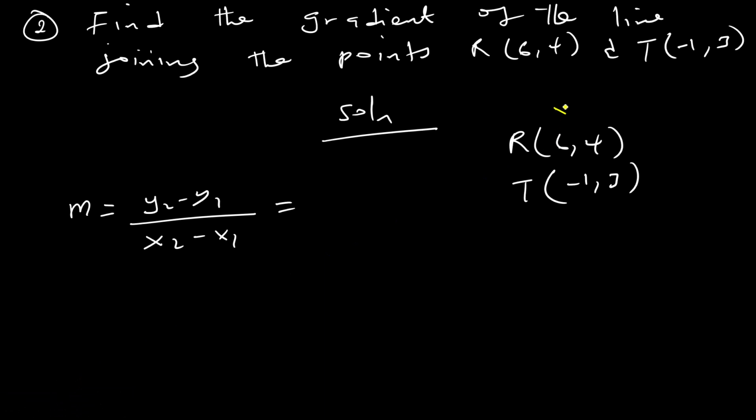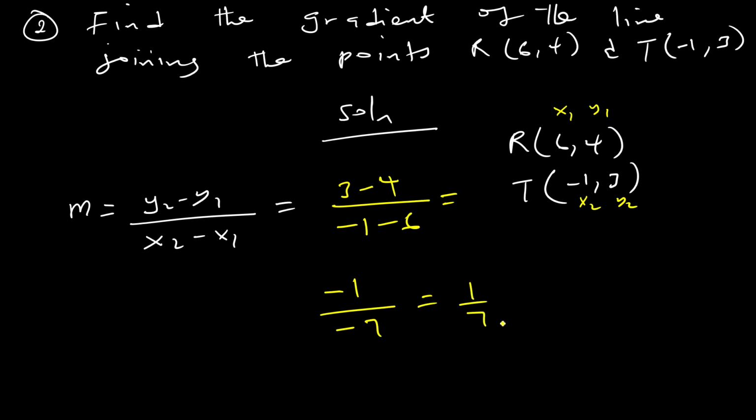Okay, so we have X1, Y1, X2, Y2. So Y2 minus Y1, that is 3 minus 4, then X2 minus X1, 1 minus 6. So we have minus 1 on minus 7. So the slope here is 1 over 7. Okay, so that's that. Very simple.